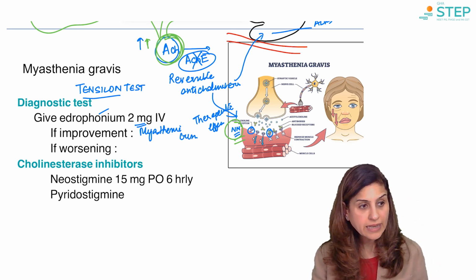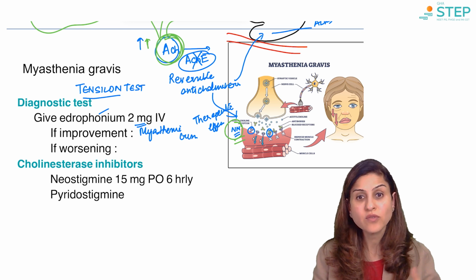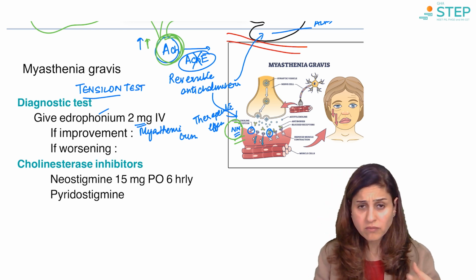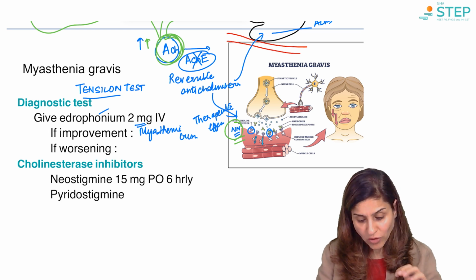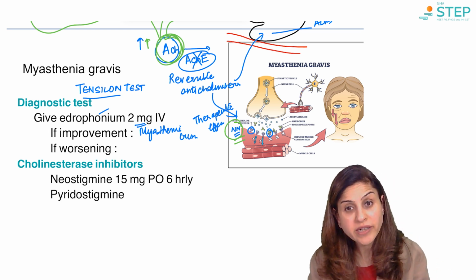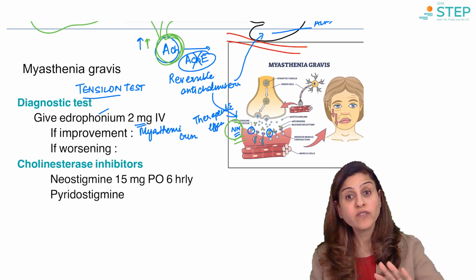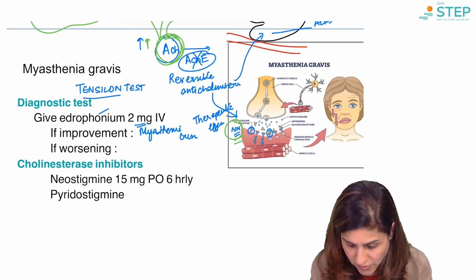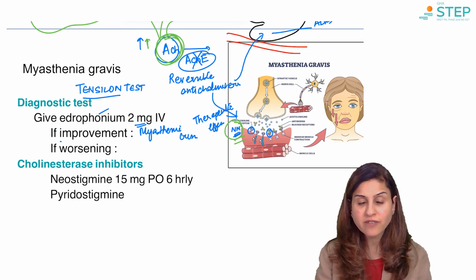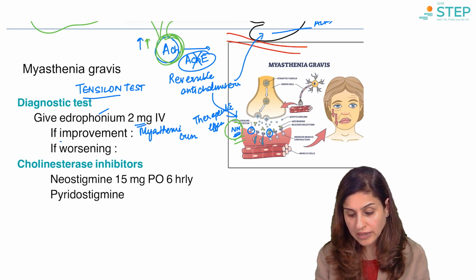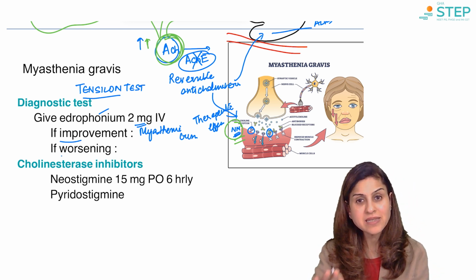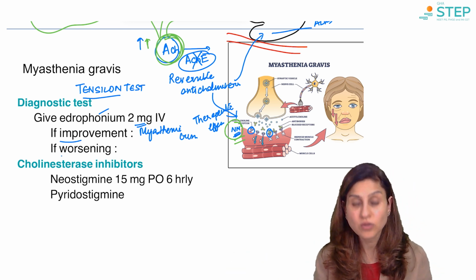Say there is a patient who was improving, doing fine, and suddenly his condition has gone down, or he's showing some weakness again. Now you want to see if the weakness is because of over treatment or under treatment. If you're giving more of the drug, that is causing excessive stimulation, which is causing the weakness, or you're giving less of the drug, which is not sufficient to overcome the effect. So if there is an improvement, that means it is myasthenia crisis. You need to increase the dose of the drug.